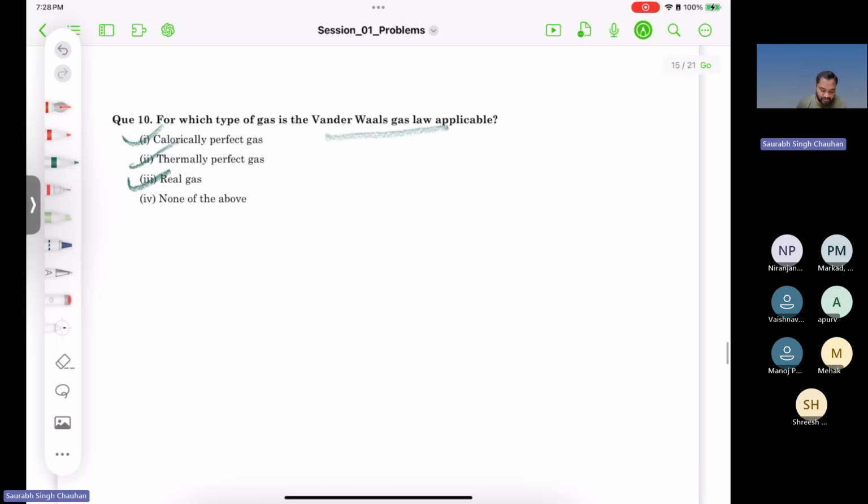The van der Waals gas equation is for real gases, and by setting the values of the constants in a specific way, you can convert the van der Waals gas equation into the ideal gas equation. Calorically perfect gas and thermally perfect gas both should follow the ideal gas equation. So all these three options should be correct.